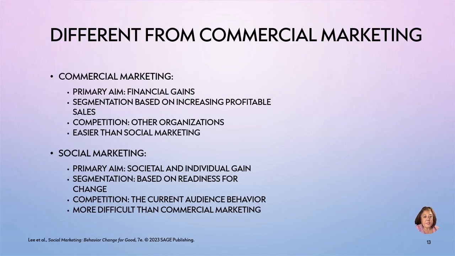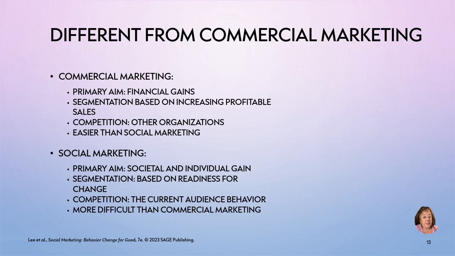So how does this differ from commercial marketing? Well, in marketing, the primary aim is the selling of goods and services to produce financial gain for a corporation. The primary audience segmentations are chosen to provide the greatest volume of profitable sales. The competition is often identified as other organizations offering similar goods and services. It's much easier than social marketing.